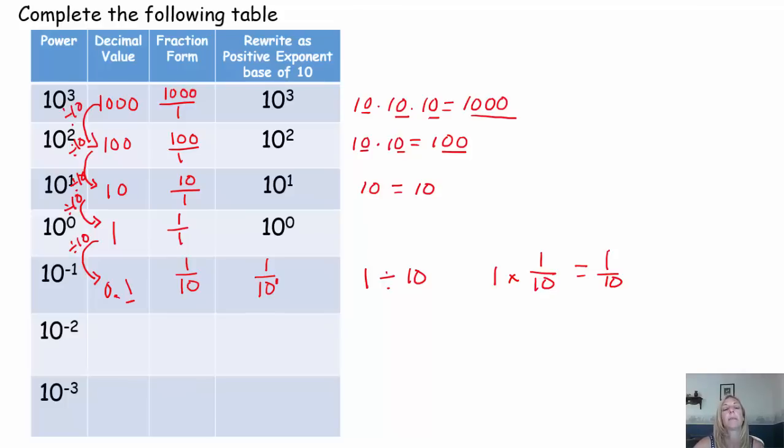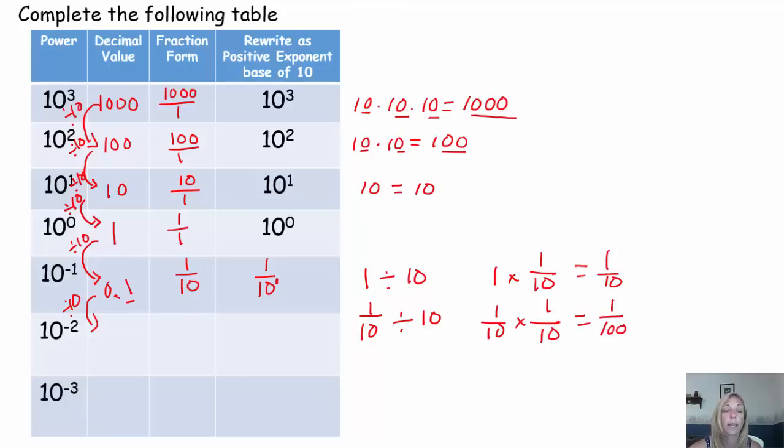Let's look at 10 to the negative second. If I continue this pattern and I divide again by 10, and I start with 1/10, and I divide that by 10, I skip, I flip, oh, I'm sorry, let me erase. Oops, I didn't flip it. I said it, but I didn't flip it. And I multiply. I multiply straight across. 1 times 1 is 1, and 10 times 10 is 100.